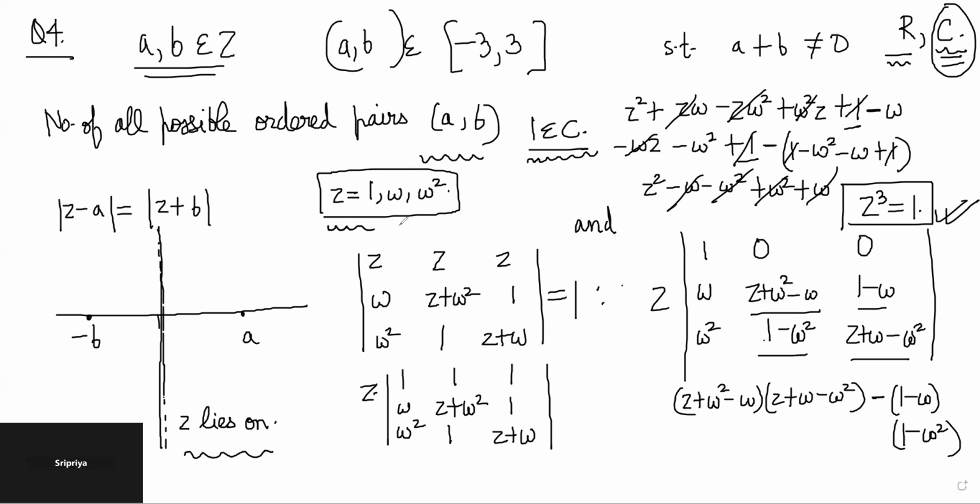Z has three possibilities, and Z should also be on the midpoint of these two numbers, somehow on the perpendicular bisector. Think of W, for example. If Z is W, then W, we know, is minus half plus i root 3 by 2, right?